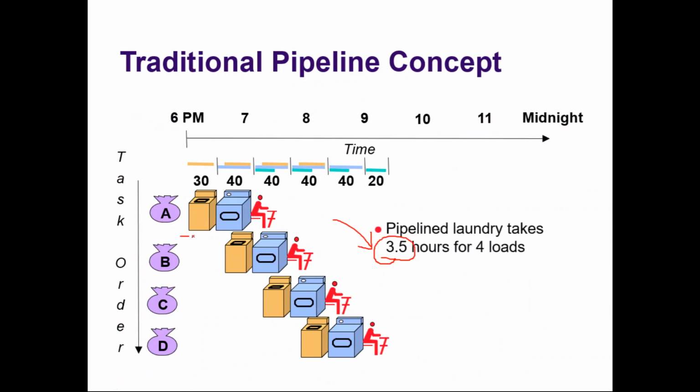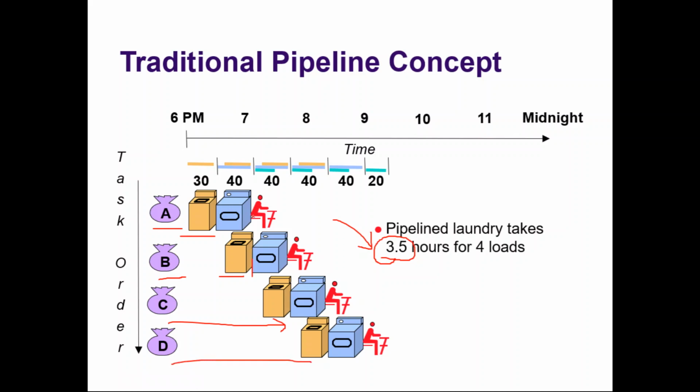After the first 30 minutes the washer is free. So after washing load 1, the washer can go to wash load B. Then again by this time it is free, so it can wash the next load. Then by this time the washer is again free, so it can wash the next load.